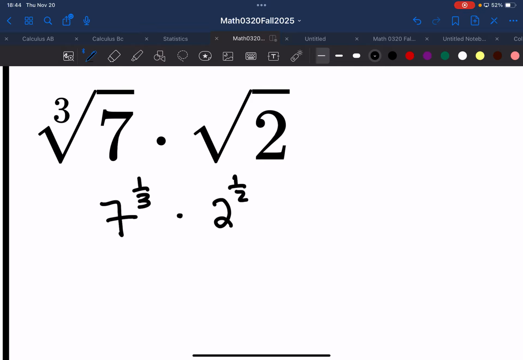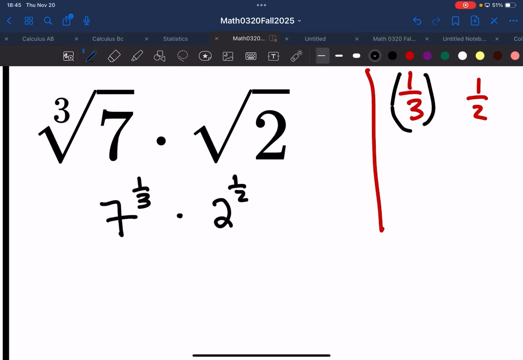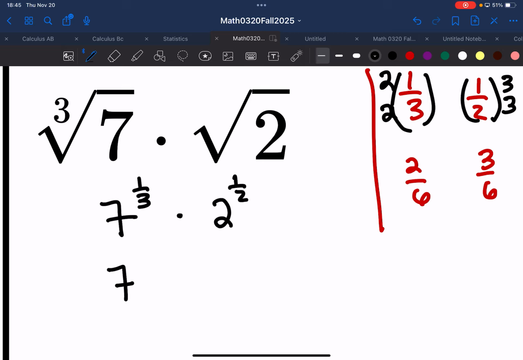Well, if we want the same exact radical, that means we need to have the same exact denominator for our fractions. Okay, so we have 1/3 and 1/2. What's the common denominator? 6. So what are we multiplying the first fraction by? 2. And then the next fraction? 3. So what do we get for the first fraction? 2/6. And then the next fraction? 3/6, so I'm going to replace them. Okay, so now I have 7 to the 2/6 times 2 to the 3/6.